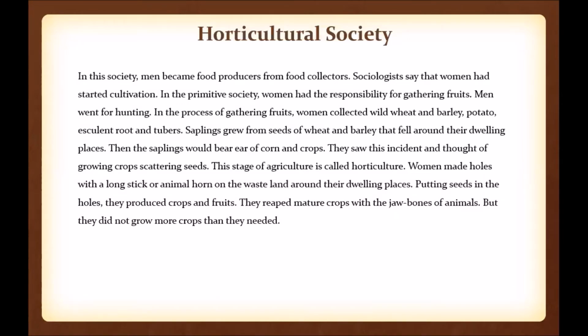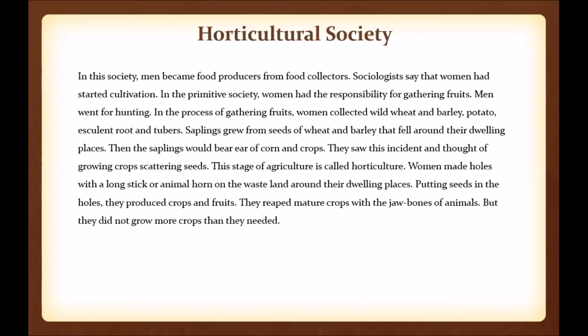Women made holes with a long stick or animal horn on the wasteland around their dwelling places. Putting seeds in the holes, they produced crops and fruits. They reaped mature crops with the jawbones of animals, but they did not grow more crops than they needed because there was not the proper guidance of agriculture at that time.